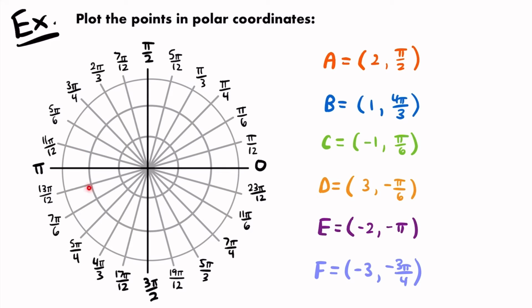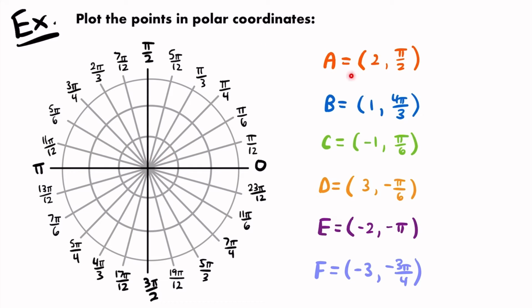Now we could extend this system to include larger values of a radius, but in this example we're keeping things simple and only working with 3 circles, or the values for a radius up to 3. But just know that we're not limited to 3. This polar coordinate system could be extended to be a lot bigger.